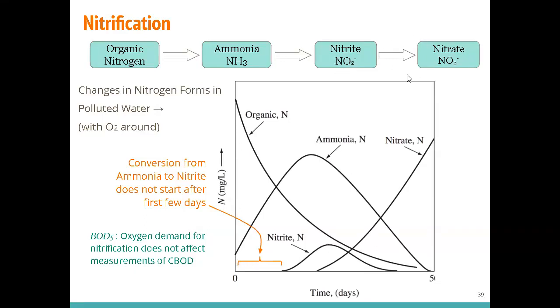Because we have different species of nitrogen, we might need to talk about the change over time. At first, there should be organic matter, right, turning into ammonia. That's why ammonia is increasing over time while your organic matter is decreasing. Then after a while, the ammonia is turned into nitrite, so you can see this. And after a while, it turns into nitrate, so you can see this. All the processes here need oxygen.